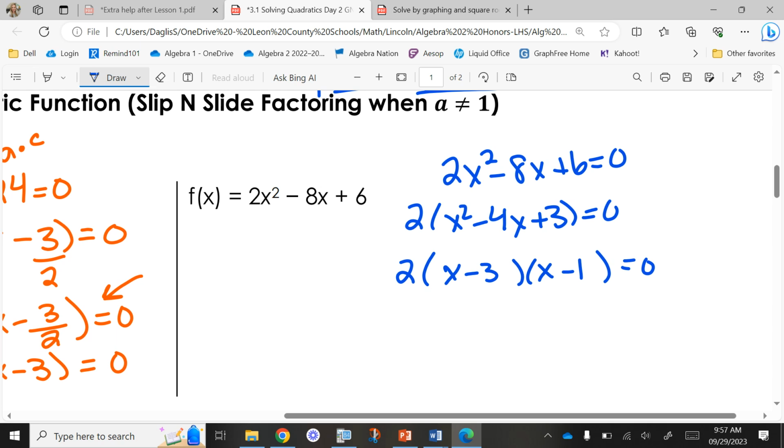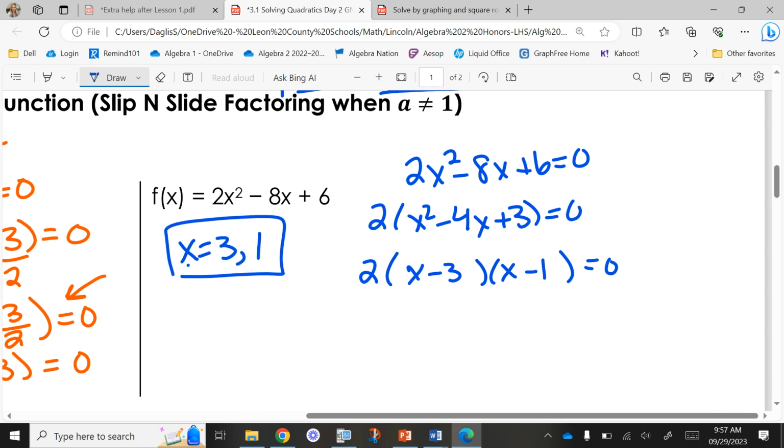Is that 2 a solution? No, it's not with an x, right? Solutions are the x values. 2 is just a vertical stretch, right? It stretched it. It has nothing to do with your x-intercepts. So from here, I can say x equals 3 and 1, okay?